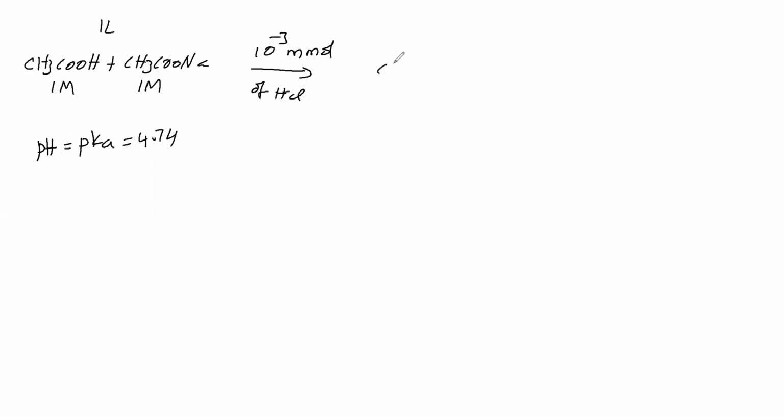This acetic acid is dissociating to give acetate ion and H plus ion. Here, how much acetic acid have we taken? 1 molar into 1 liter, that means 1 mole. How much acetate ion? 1 molar into 1 liter, that is 1 mole. Acetate ion is 1 mole.